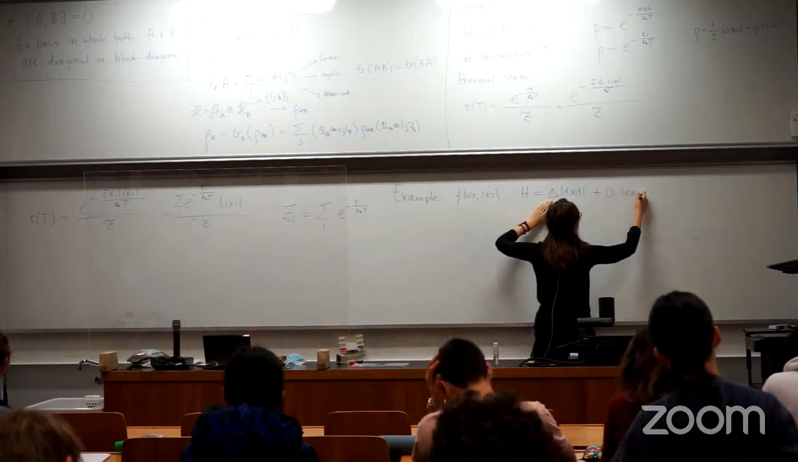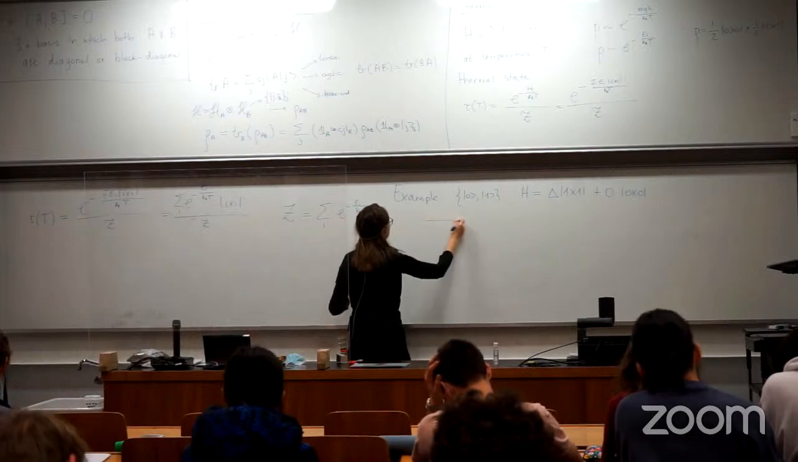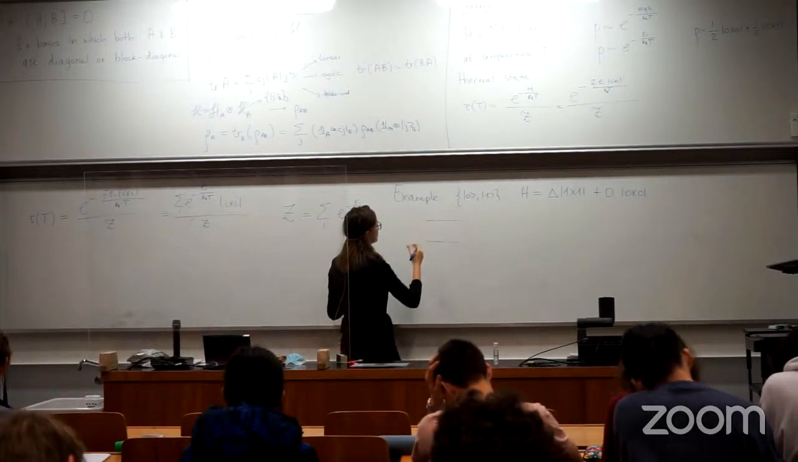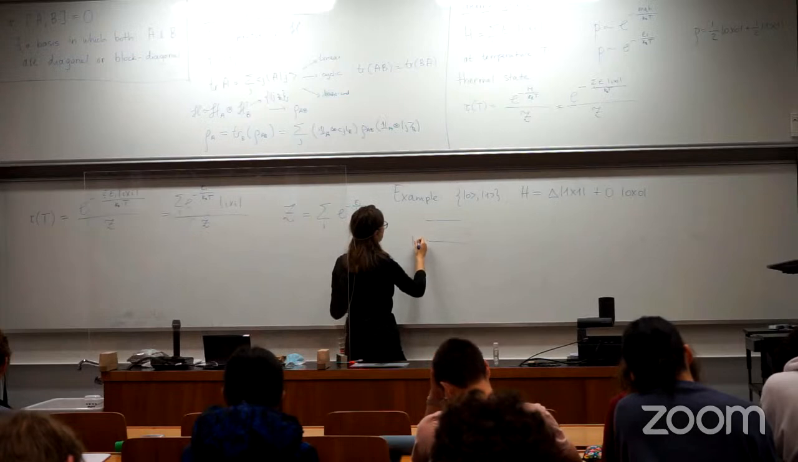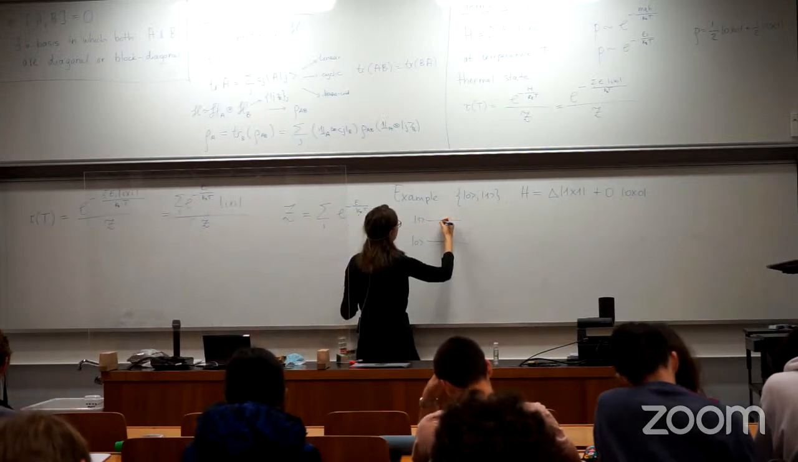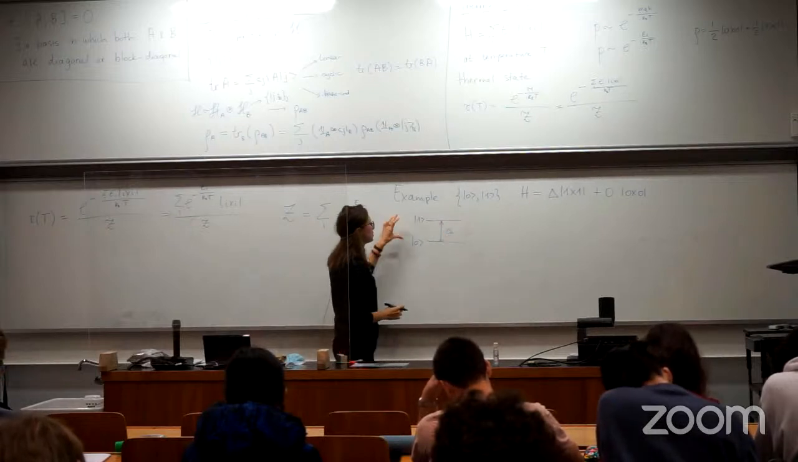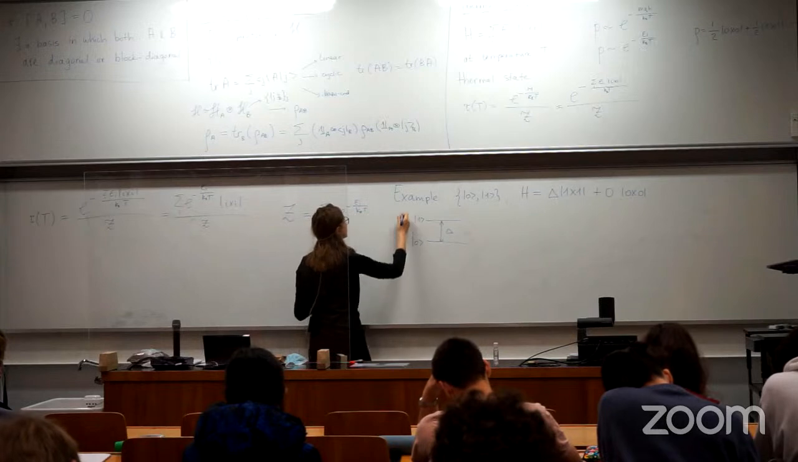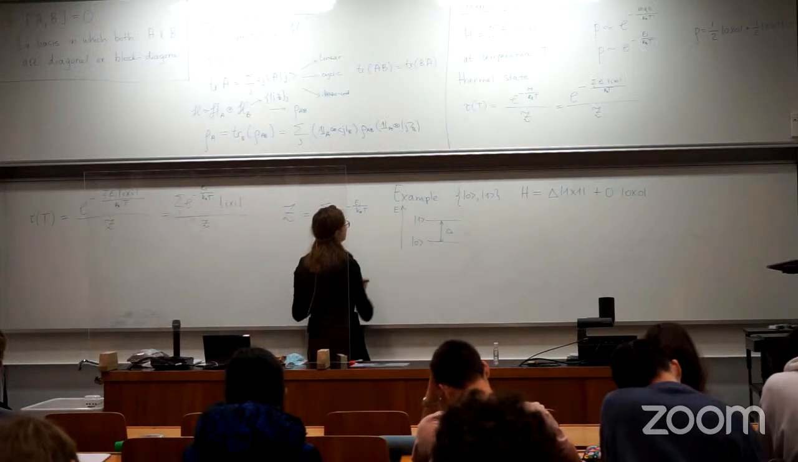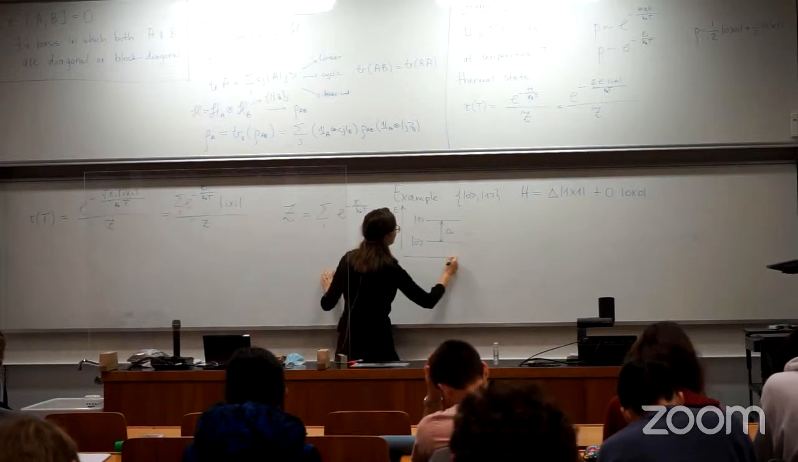So graphically, we also draw this as this energy diagram. This is state 0, this is state 1. And here we have the energy difference delta. This direction corresponds to energy, and this corresponds to the systems that we consider.